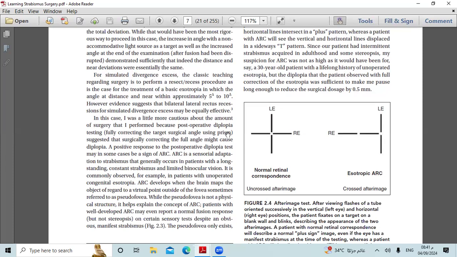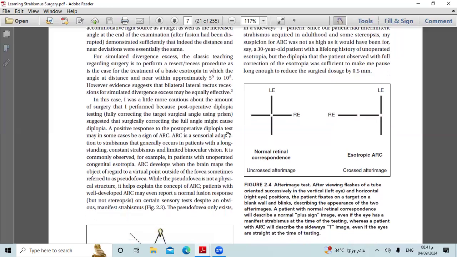In this case, I was a little more cautious about the amount of surgery that I performed because post-operative diplopia testing, fully correcting the target surgical angle using prism, suggested that surgically correcting the full angle might cause diplopia. A positive response to the post-operative diplopia test may in some cases be a sign of ARC.